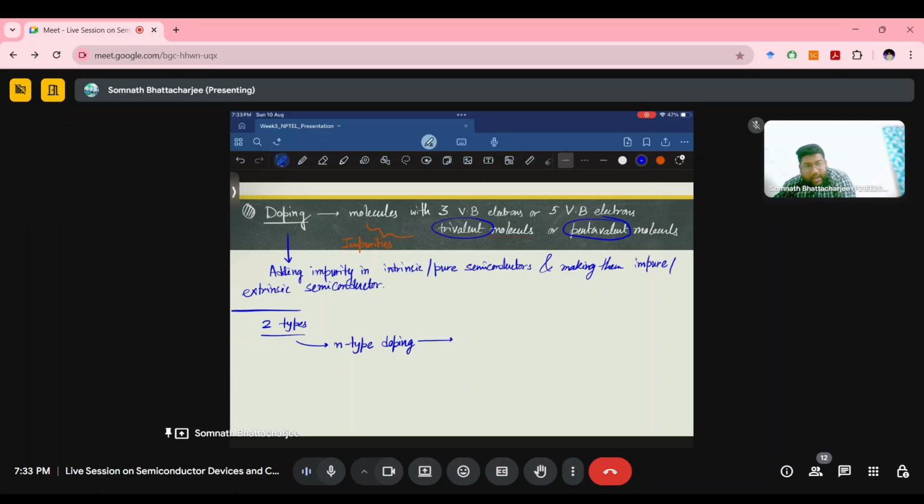If the main aim of ours is to increase the value of N, that is the number of electrons found per unit volume in the conduction band, then the case is called N-type doping. In the other case, the P-type doping, the main intent is to increase the hole concentration. In this case the semiconductor is known as the N-type semiconductor, whereas in this case it is known as the P-type semiconductor.